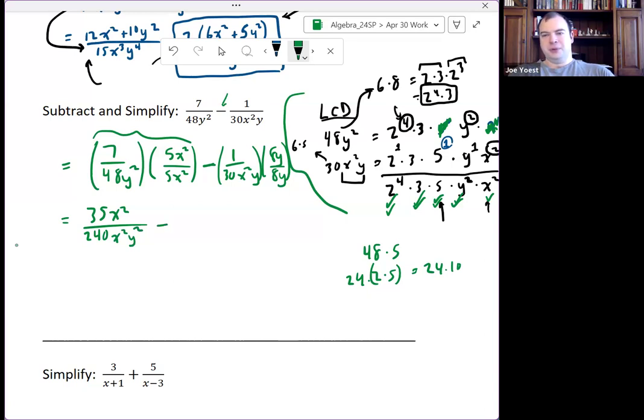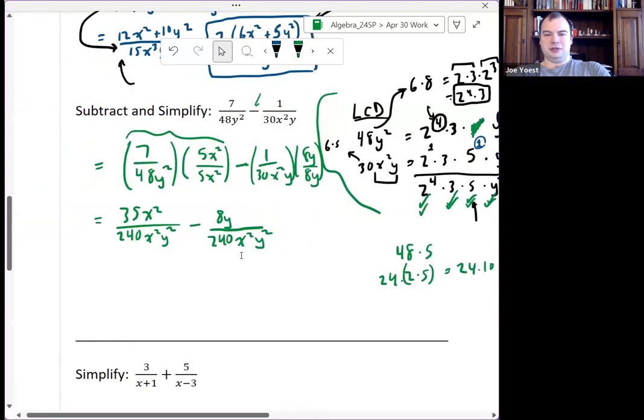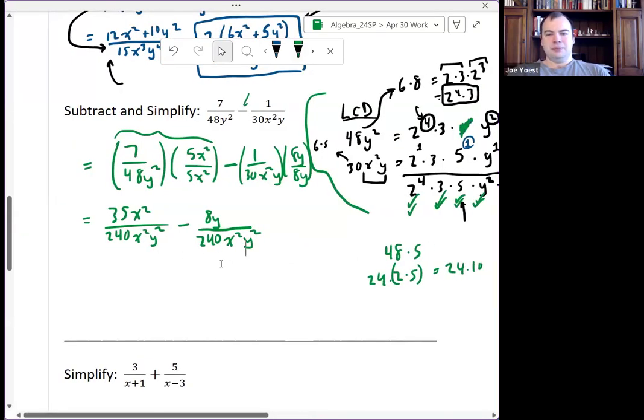Minus, multiply my numerators, 1 times 8y is 8y. 30 times 8, that's 10 times 3 times 8, 10 times 24, also 240, right? x squared, y squared. It's not a bad idea to do your denominator multiplications separately and then check that they actually match. In theory, I should just be able to figure out what my LCD is and just write it in the bottom here. But it's always good to actually do the multiplications and just make sure that I didn't make any mistakes along the way. But I do get two denominators that do match, so looks good.